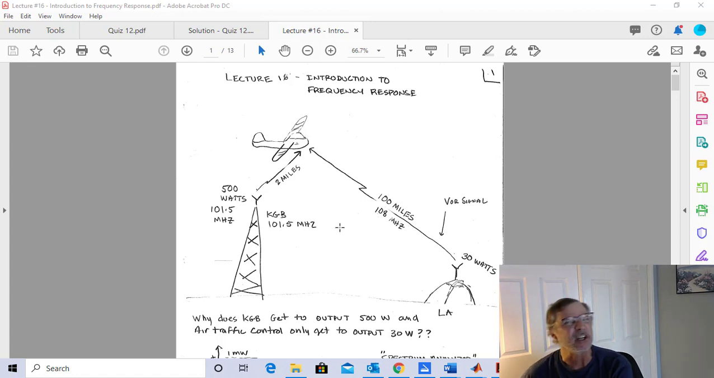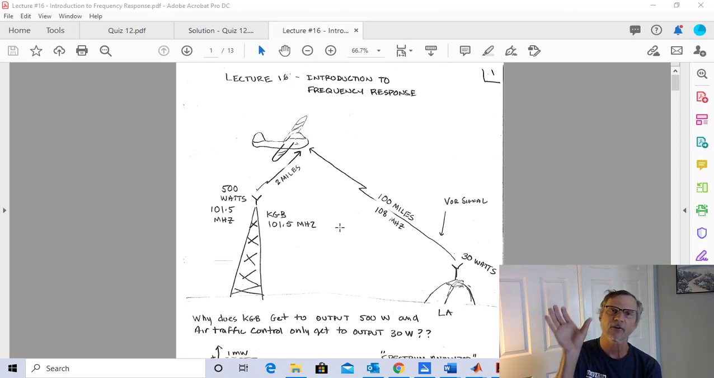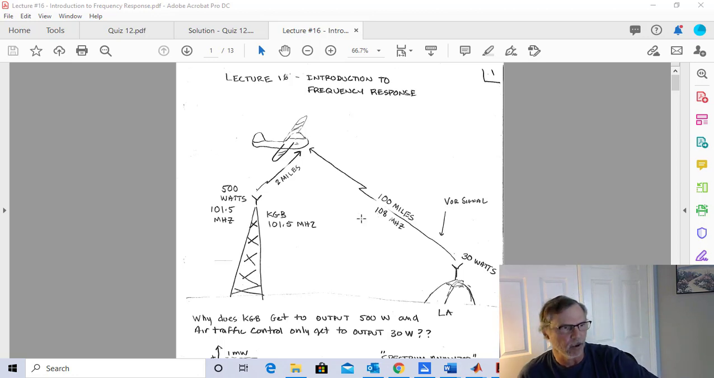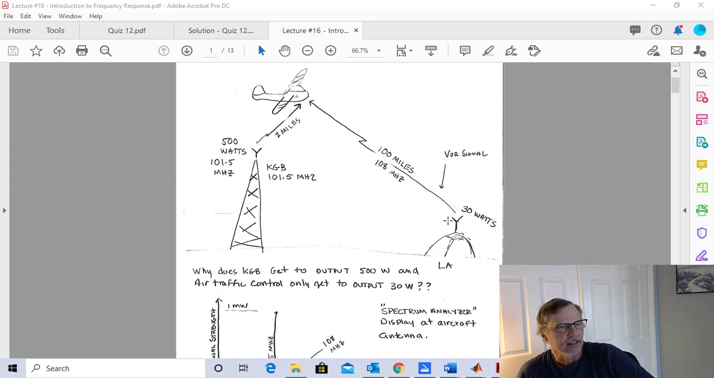And just to continue things, 118 to 136 megahertz is the aircraft communication band. But they put the aircraft navigation band pretty close to the FM commercial radio band. So this poor little airplane is trying to listen to 30 watts at 100 miles away, and it's stuck with 500 watts at 2 miles away.